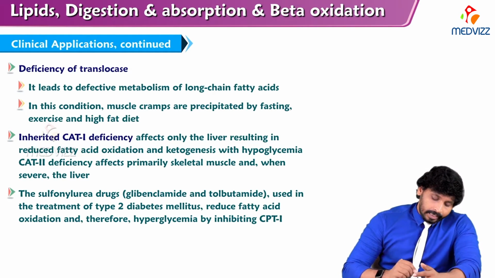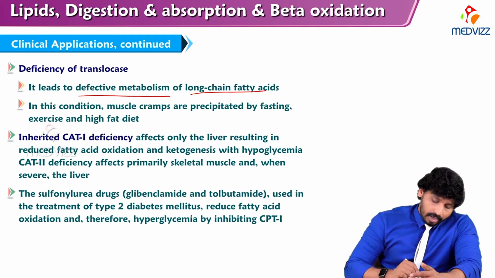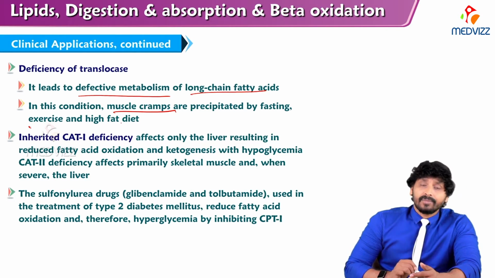So that is the thing. It leads to a defective metabolism of long chain fatty acids. So there is no regeneration of carnitine in case of deficiency of translocase. In this condition, muscle cramps are precipitated by fasting and exercise, and a high fat diet will be helpful.